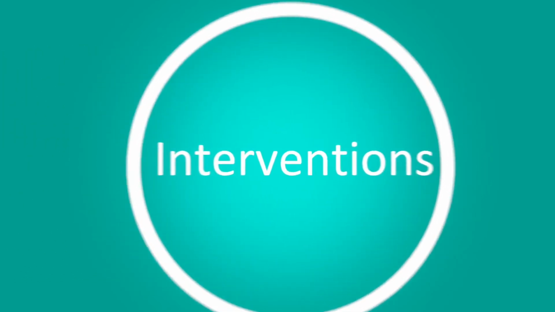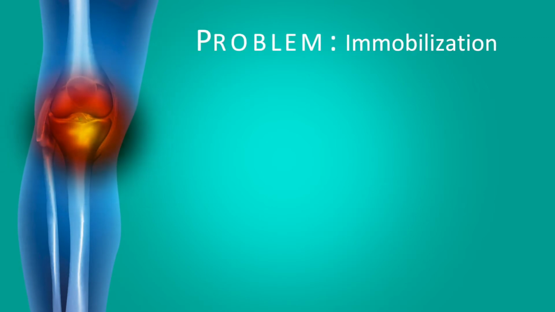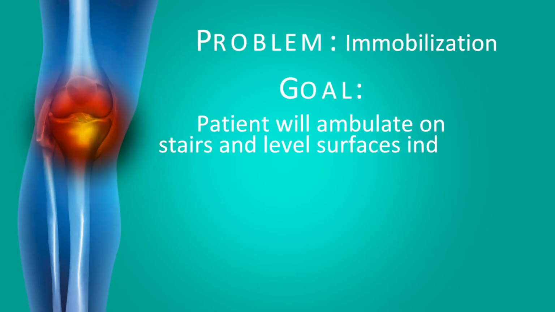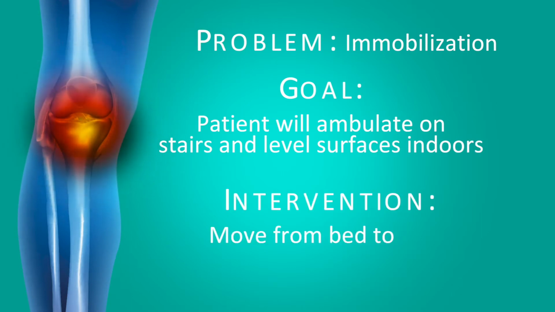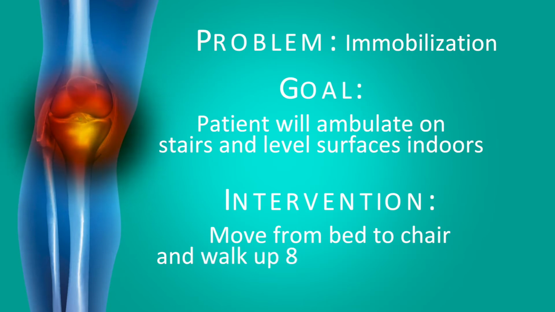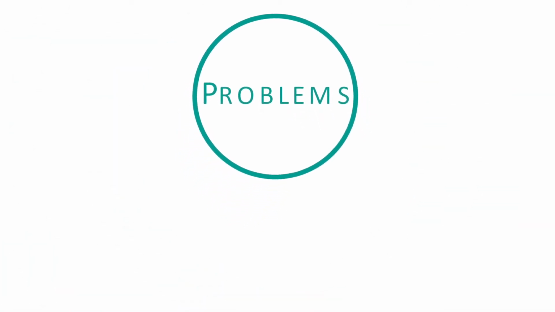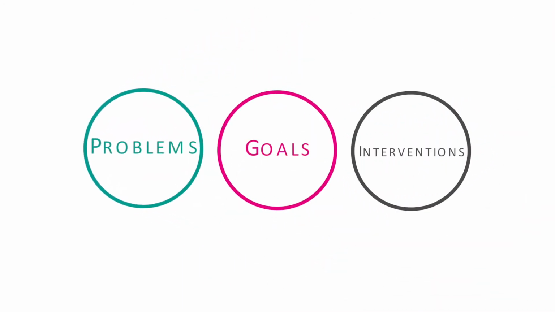The example that we used in the nursing process video was that one of a patient's problems due to pain may be immobilization. The goal was the patient will ambulate on stairs and level surfaces indoors. The intervention that might be used to meet that goal is the patient will move from their bed to a chair and walk up 8 to 10 steps twice per day. So again, problems are identified based on the assessment and diagnosis. Problems can have associated goals and/or interventions, and goals can have associated interventions.